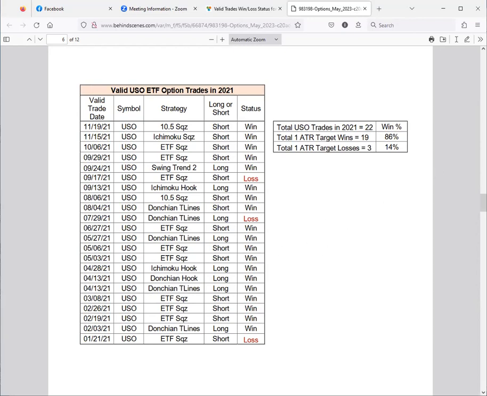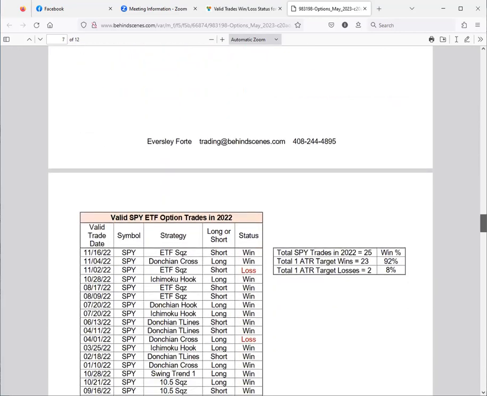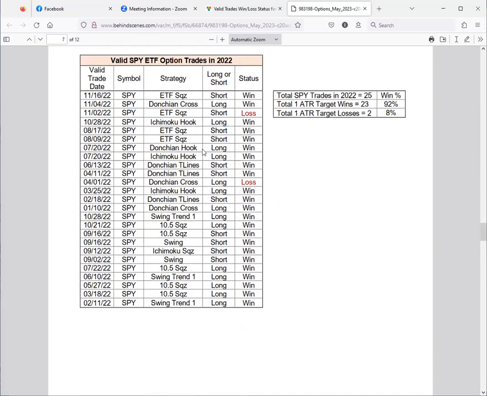Okay. So that is US oil, and then I did it for 2022 SPY to get 90-something% wins. This is taking all the SPY trades. Our strategies are pretty straightforward.